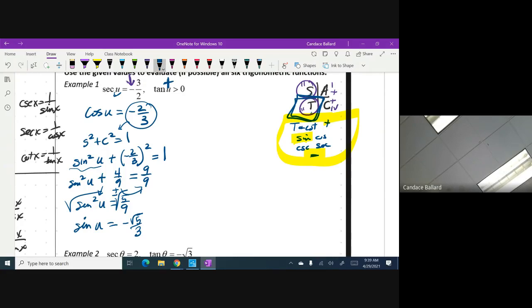Again, a different method. We could go back and use the triangles if you're comfortable. You could do that, but I want you to practice it this way today. This is how we use these identities, okay?